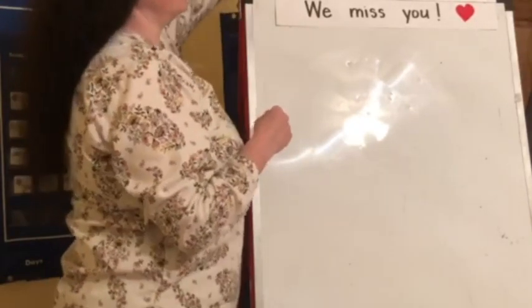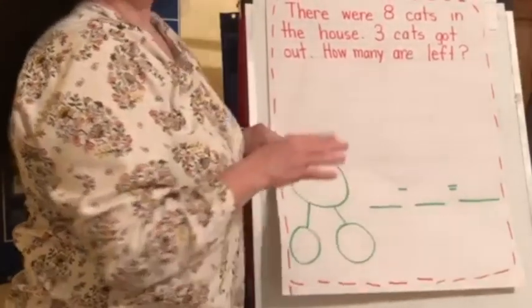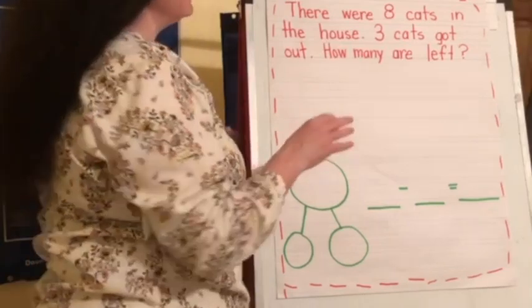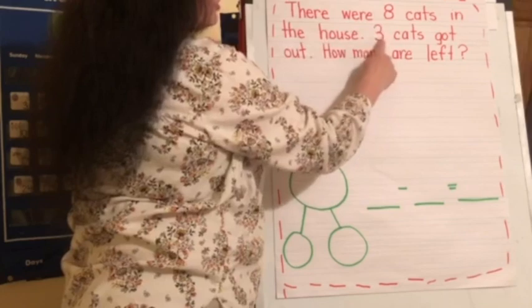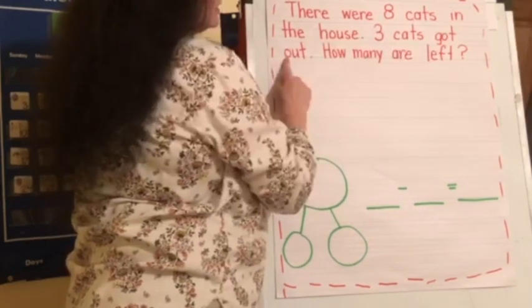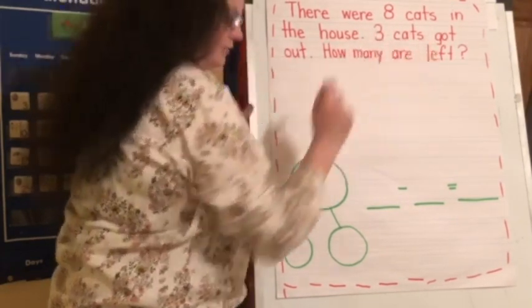This one is going to be a word problem. So I'm going to read it to you and then we'll try to figure it out together. There are 8 cats in the house. 3 cats got out. How many are left?